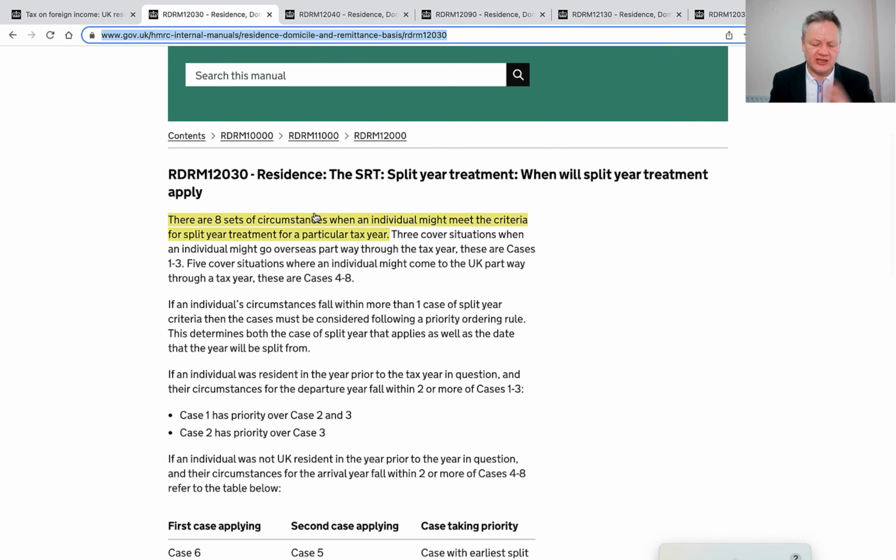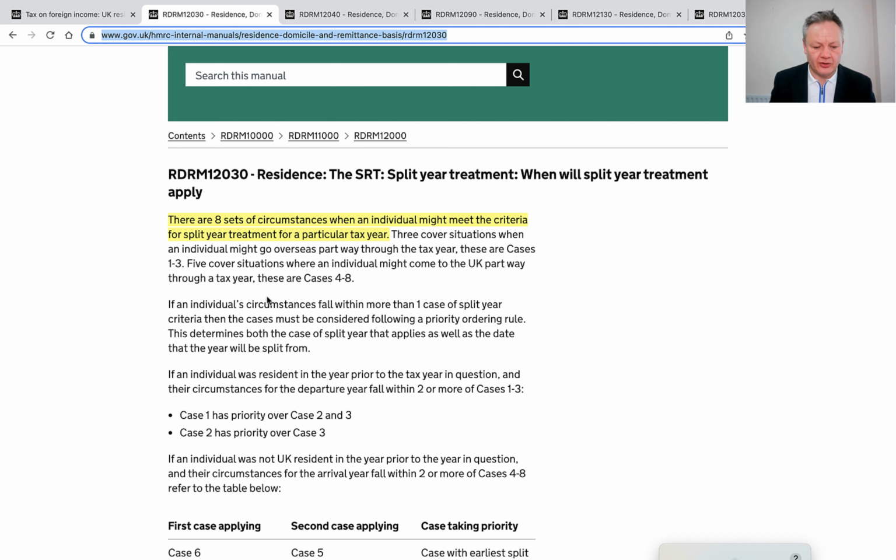So there are several ways in which you can demonstrate to HMRC that you are no longer resident in the UK, and therefore your worldwide income does not need to be attracting this UK tax.